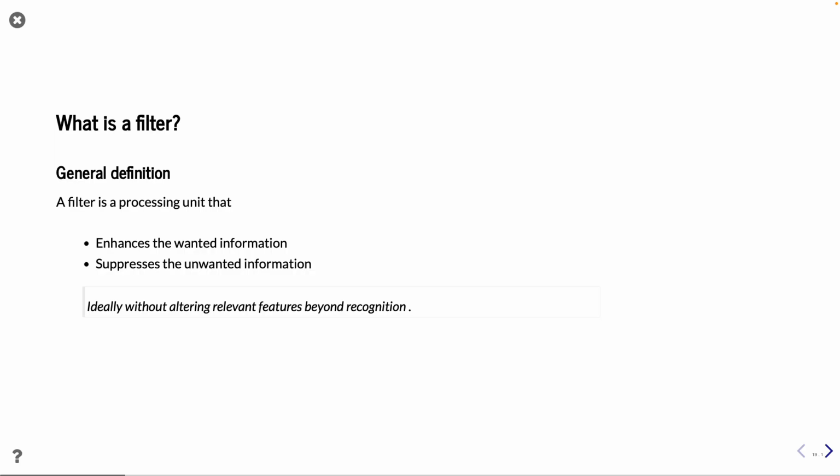So that was that about the noise. Let's switch over to the filtering. So let's do the basic filtering methods.